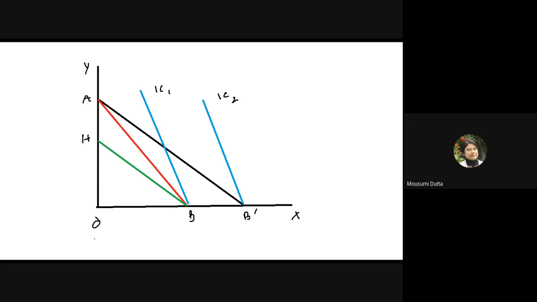The good that will be purchased is determined by comparing the marginal utility ratio to the price ratio.